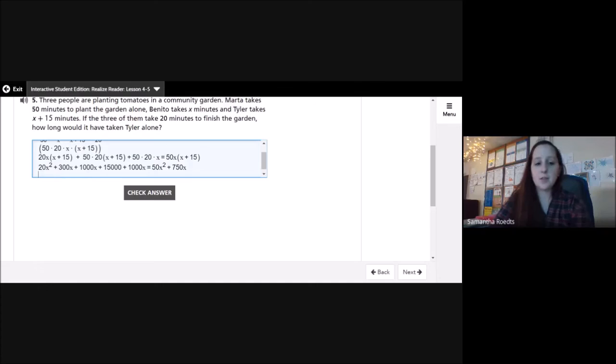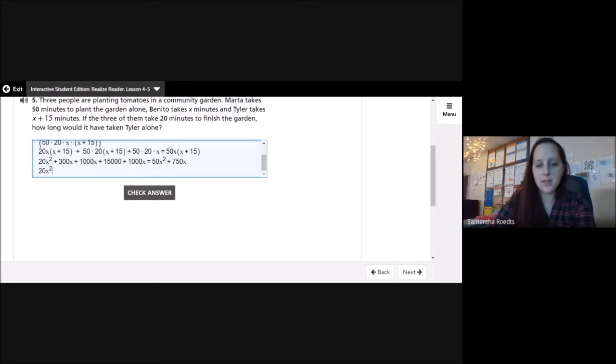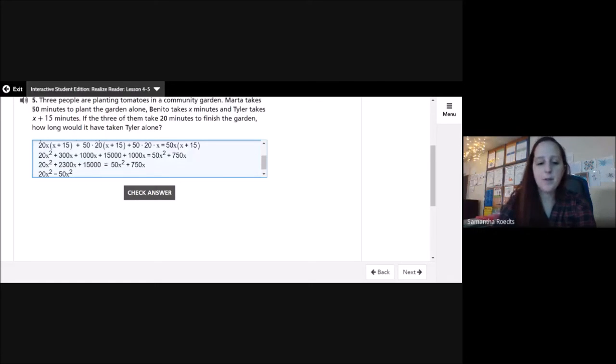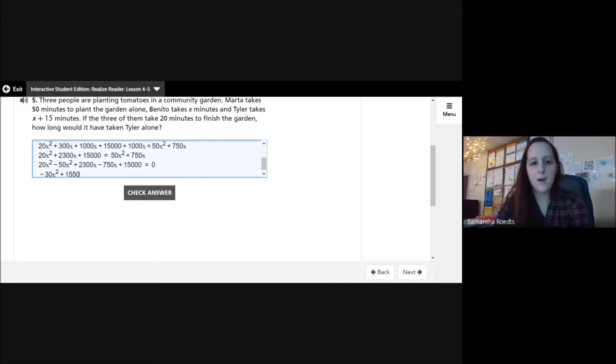Now I get to start simplifying. So I'm just going to start with the left side. 20X squared is by itself. And I have 300X plus 1,000X plus 1,000X. So that's 2,300X plus 15,000 equals 50X squared plus 750X. I'm going to go ahead and move everything to the other side, so I've solved for 0. So I get 20X squared minus 50X squared plus 2,300X minus 750X plus 15,000 equals 0. I simplify, so I get negative 30X squared plus 1,550X plus 15,000 equals 0.